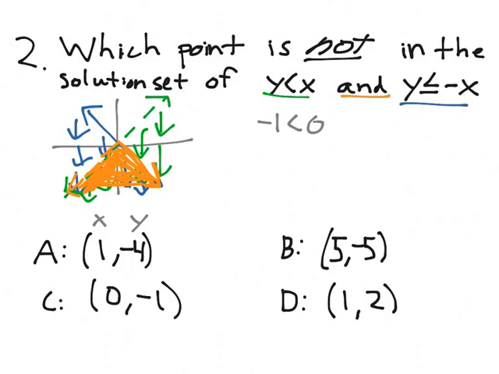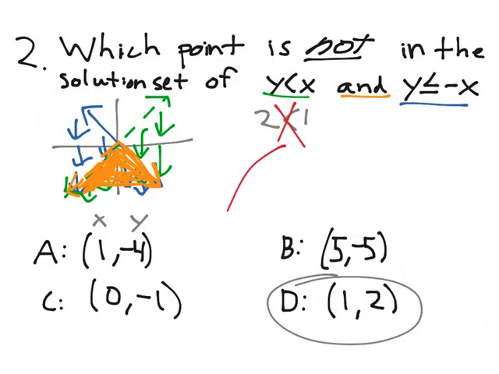At this point, process of elimination tells you, well, D is the only answer left. D must be what they're looking for. This is not in the solution set. Let's just make sure. It's saying x is 1 and y is 2. We immediately see the problem. 2 is not less than 1. This is so wrong. That means D is the answer. D is not in the solution set of y is less than x and y is less than or equal to negative x.